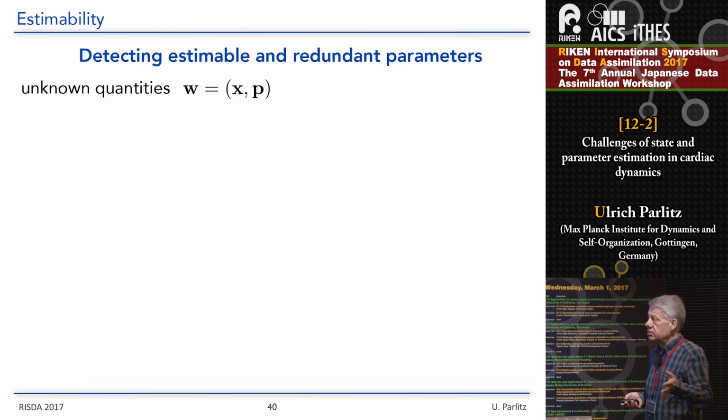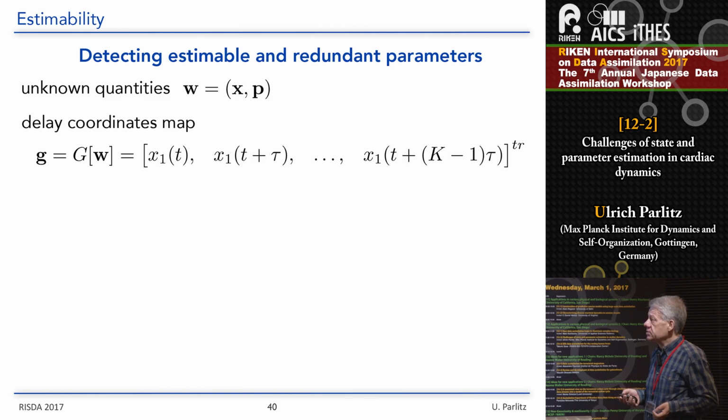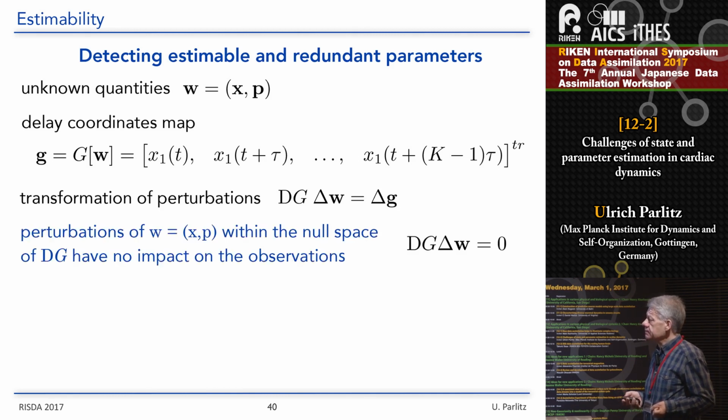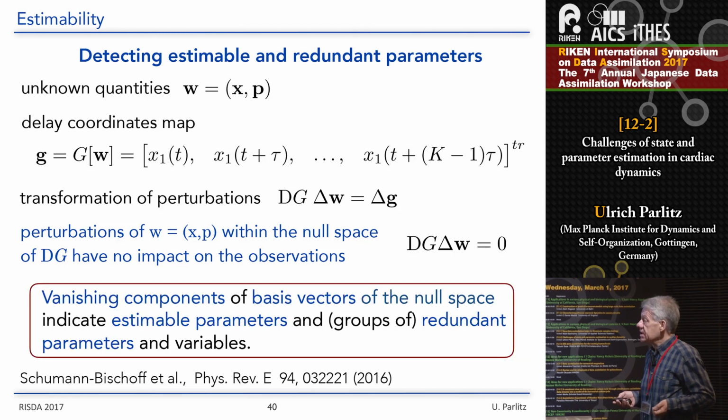This is for the state vector only. You can include the parameter vector and consider the vector W of state and parameters, do the same delay coordinates map, and study its features. It maps perturbations of this space to observation space, and those perturbations which are in the null space of this map, of this Jacobian matrix, have no impact on the observations, and that means they cannot be observed, or in other words, you cannot observe them from the measured data.